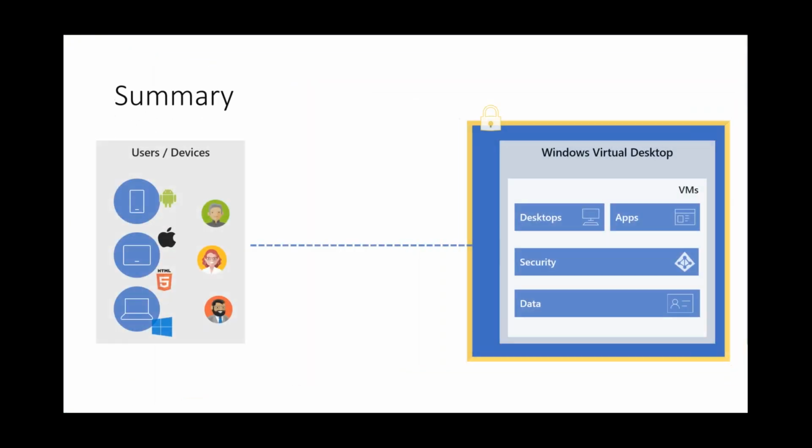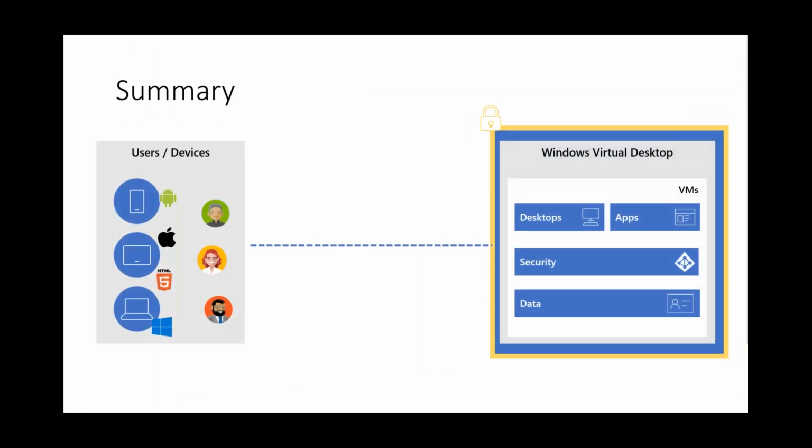So in summary, what do we see today? Back to our original message, our goal is to deliver applications and data to our end user and make it very, very easy for them. Windows Virtual Desktop addresses that. It puts those applications and data securely and centrally in the Windows Virtual Desktop service, and it means our users can access that from anywhere they want.